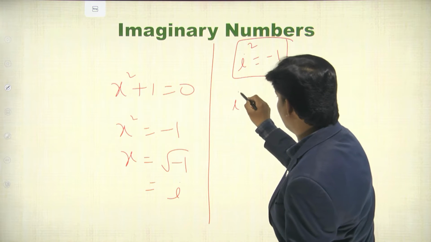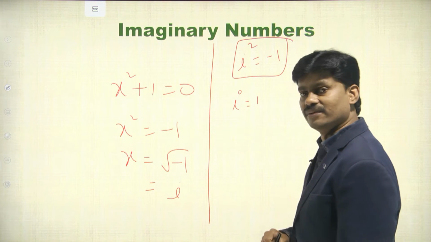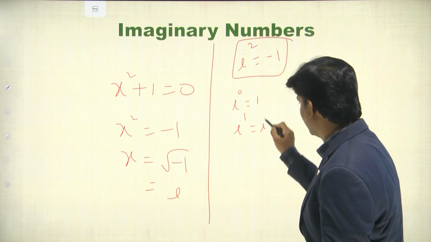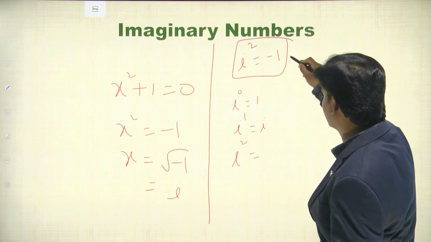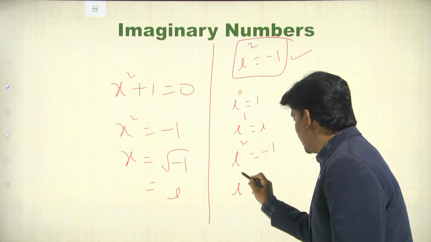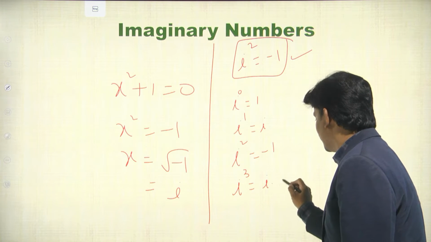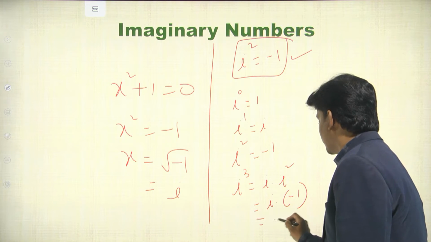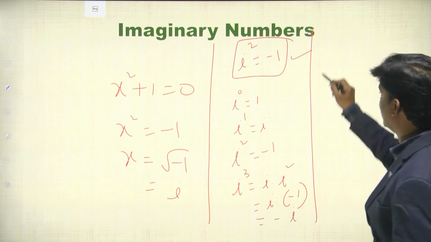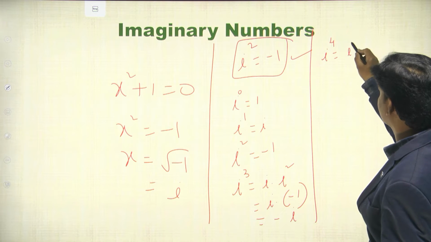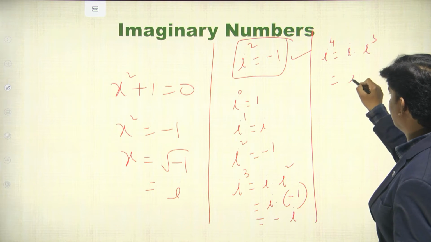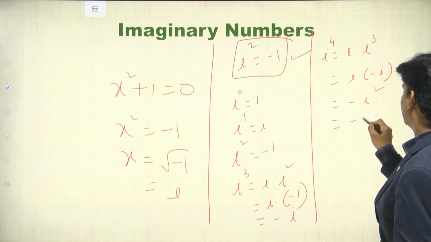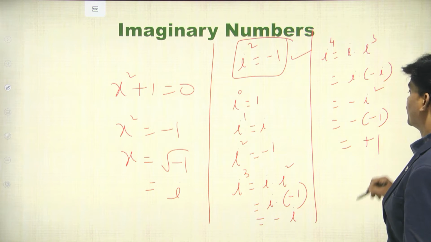i power 0 is equal to 1, since anything power 0 is 1. i power 1 is i, and i square as per the definition is minus 1. i power 3 is equal to i into i square, which is i into minus 1, equal to minus i. What is i power 4? i power 4 is equal to i into i power 3, that is i into minus i. We will get minus i square, that is minus into minus 1, which is plus 1.